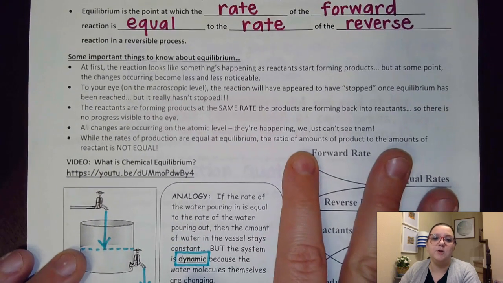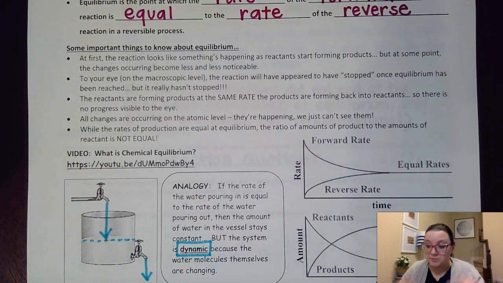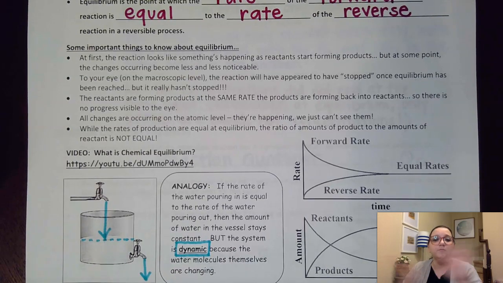Now, it says here some important things to know about equilibrium. It says at first, the reaction looks like something's happening. Again, you have all those reactants and they're forming products. But at some point, those changes become less and less noticeable because now my products are starting to go back and form reactants, and I don't notice that change as being as significant. So to our eyes, at some point, when we've reached equilibrium, it's going to look like it has stopped. It really hasn't stopped on a molecular level, but it looks stopped to our eyes. So we have to be really careful about saying that, oh, this reaction looks done. Well, just because it looks done doesn't mean that on a molecular level, things still aren't changing. It might just be that it's reached its equilibrium, and so it looks like it's stopped.